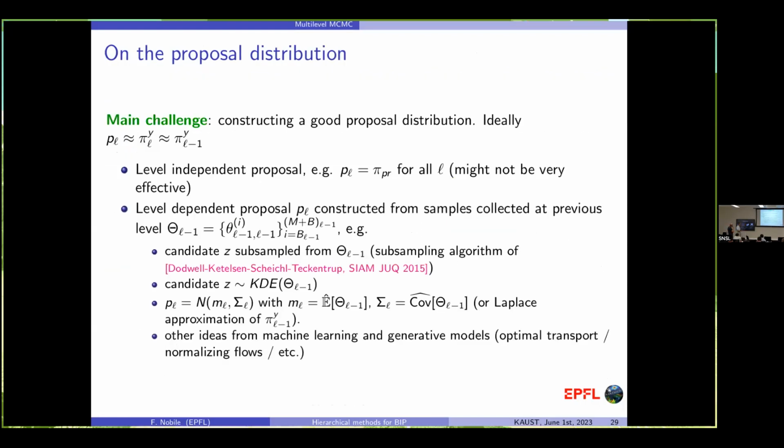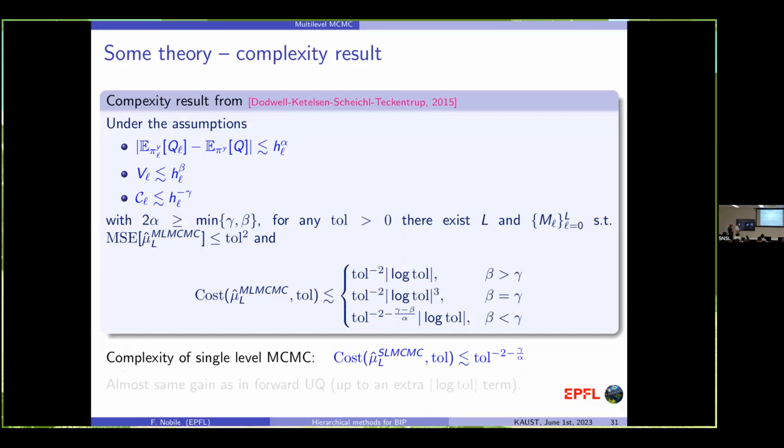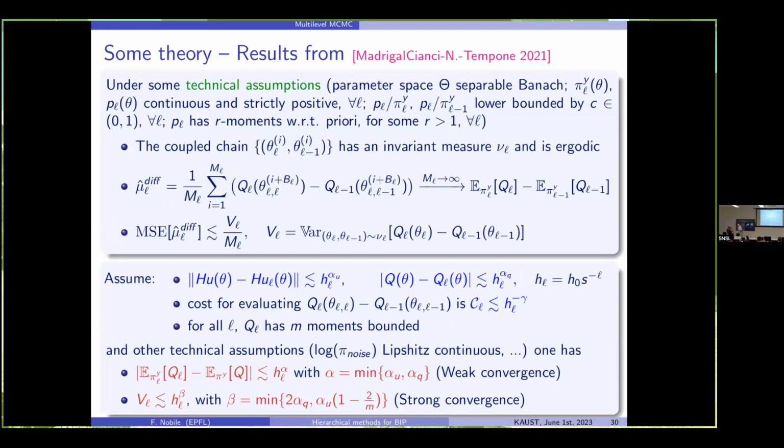The answer is no. We don't have an explicit expression. We know that there is a mass on the diagonal, and somehow we can use some bounds on the density on the diagonal, but we don't have it. It's not the max coupling of pi L and pi L minus one. It's not obvious. That's why I'm asking. I don't think it is. Okay.